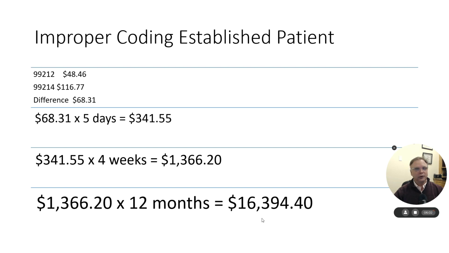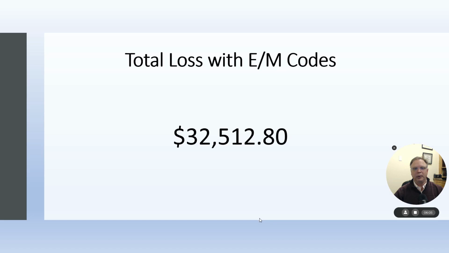Now, for just those two codes on a yearly basis, you're losing $32,512. But again, plug in those fees with your individual insurance fee schedule and see what kind of loss of revenue you're having. And if you're not doing re-exams at least every 30 days or with change of condition, there's even more revenue loss for you.